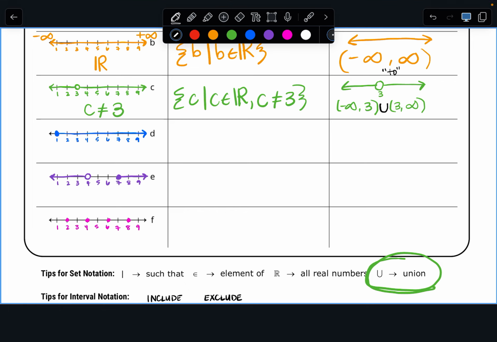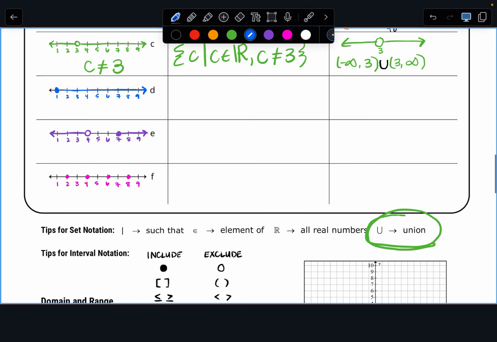Okay, for letter D, it looks like I'm starting with 1 and I'm going all the way up to positive infinity. So when I write that in inequality notation, that means my D is greater than or equal to 1, because the smallest number that I can include is going to be 1. So when I write the set notation, D such that D is an element of all real numbers, D is greater than or equal to 1.